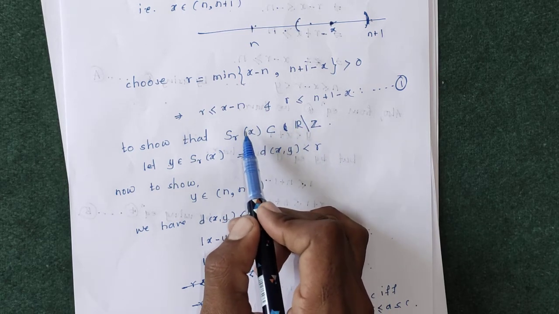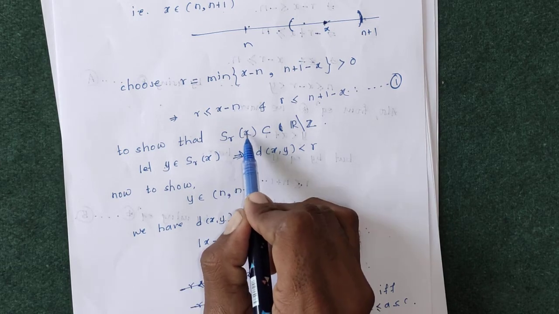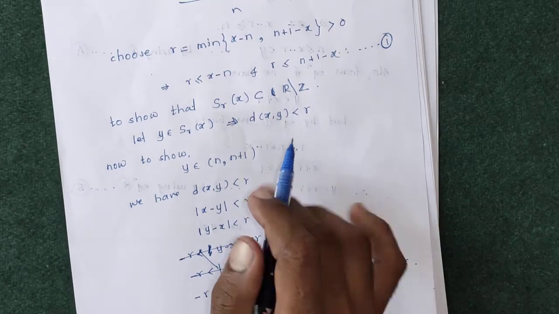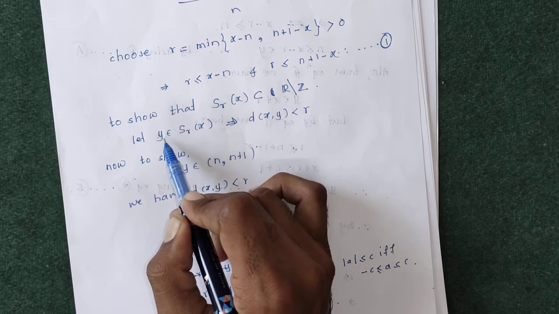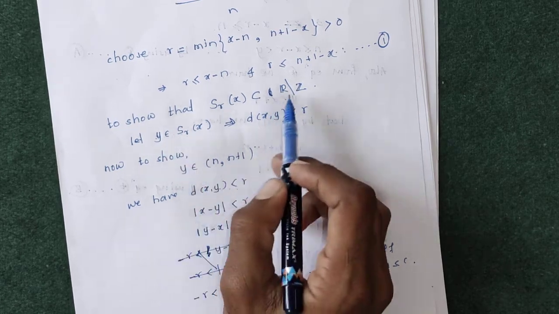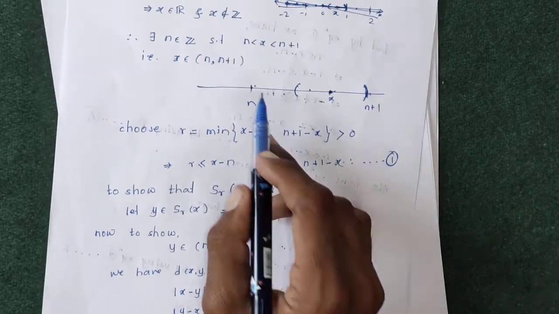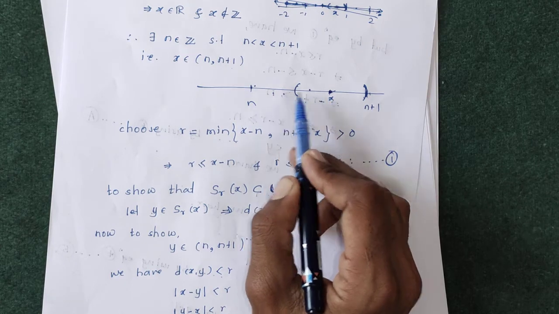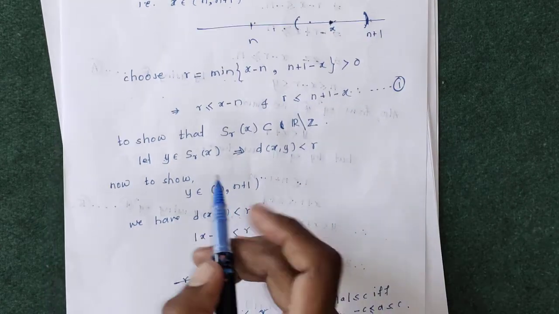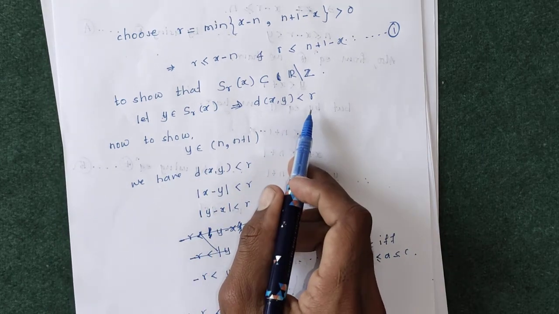So y belongs to S_r(x). By definition of open sphere we can write the distance of this x and this y is less than r. We have to show that this element y belongs to this S_r of R minus Z. So to prove that y lies in R minus Z, we have to prove that y again lies in between those two integers, in between which we have taken x, so y must be in between n to n plus 1. So we have distance of xy less than r.